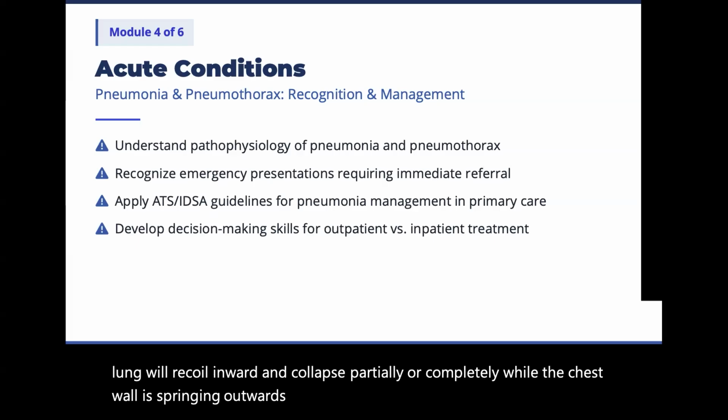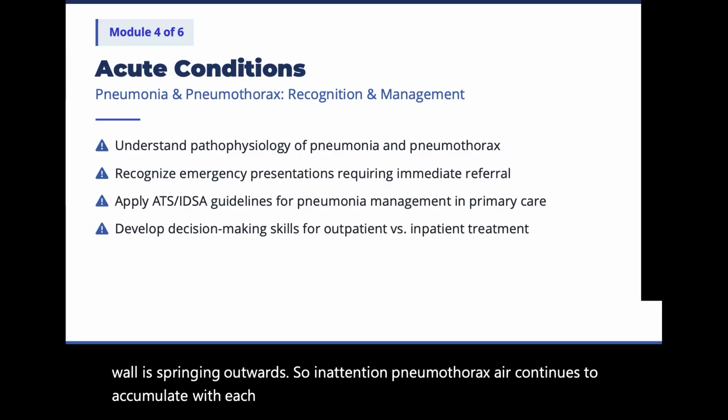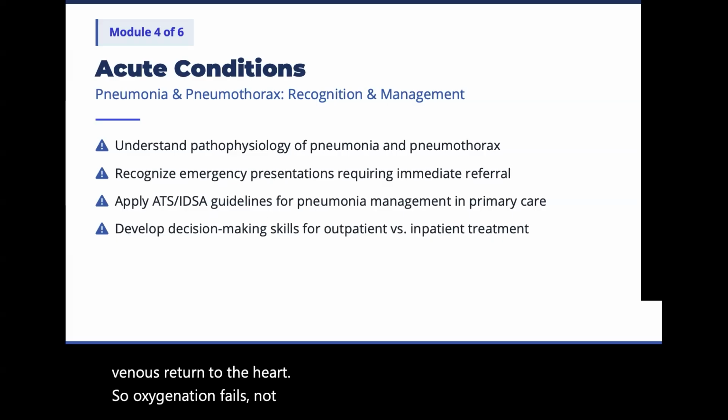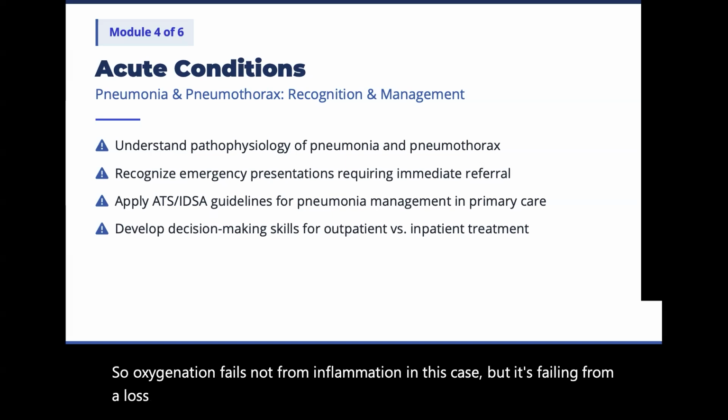So in a tension pneumothorax, air continues to accumulate with each breath, compressing the mediastinum and impairing venous return to the heart. So oxygenation fails not from inflammation in this case, but from a loss of alveolar surface area and decreased compliance because that lung is now collapsed.